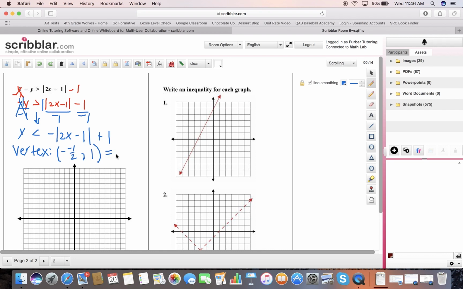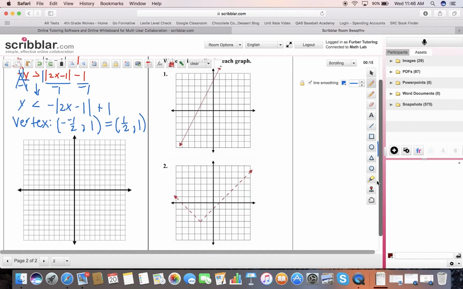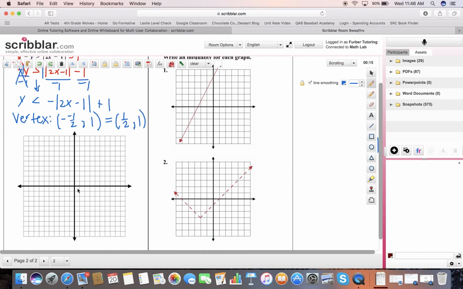So the opposite of negative 1/2 would be positive 1/2, 1. When I graph that, I'm going to graph it in a little bit of a different location. In this case, I'm going to make my vertex at 1/2, 1. So that's going to be halfway between 0 and 1, and then up 1, there is my vertex, okay?